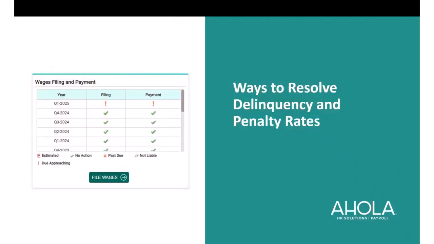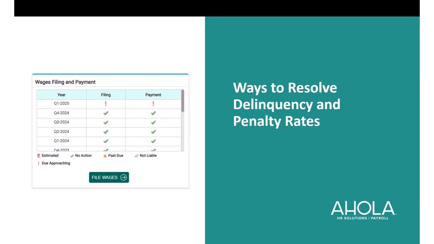Unemployment tax is calculated with taxable wages and a rate. So while your wages are calculated based on the payroll you process, your best defense is to keep your rate as low as possible. In Ohio currently, your wages are the first $9,000 that are taxable to unemployment. That is then multiplied by the company's rate to determine the tax that you owe.